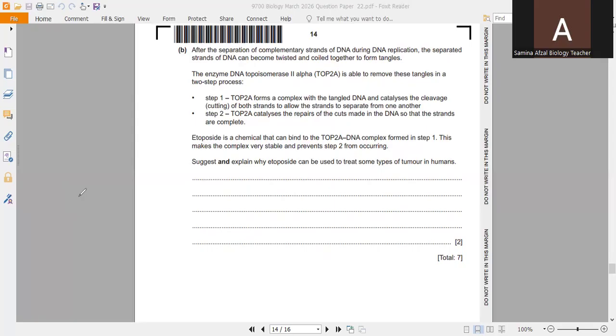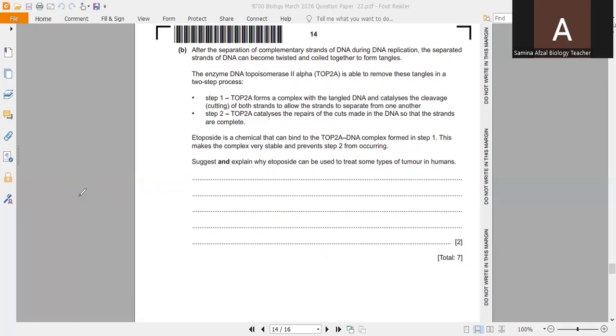Suggest and explain why etoposide can be used to treat some types of tumor in humans. So, you know that tumor cells are characterized by rapid unchecked cell division. For mitosis to occur, the cell must successfully replicate its entire genome during the S phase of the interphase.